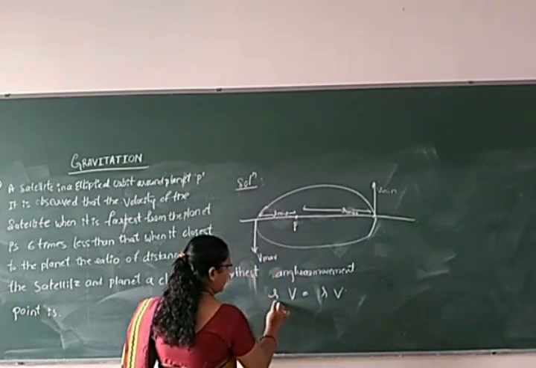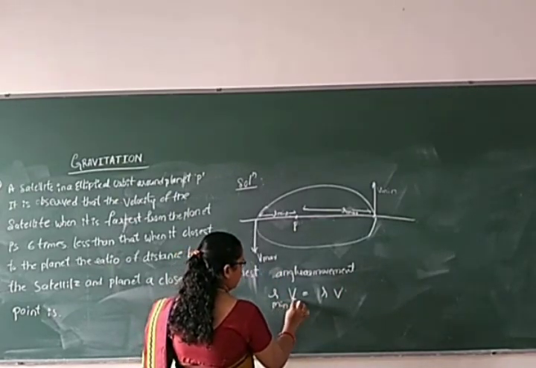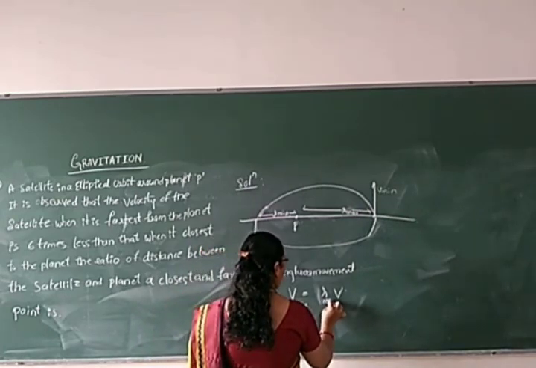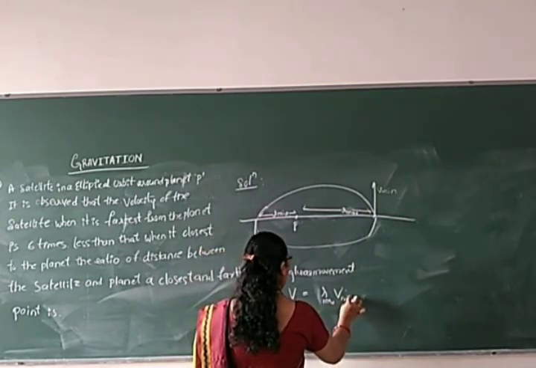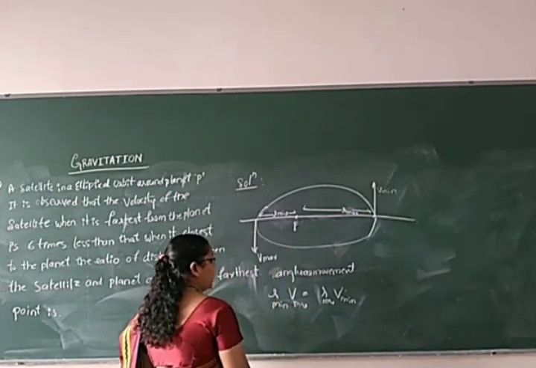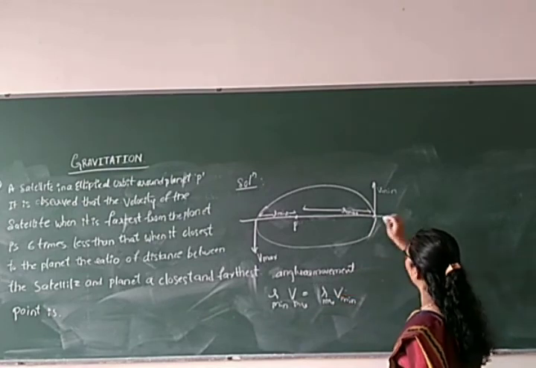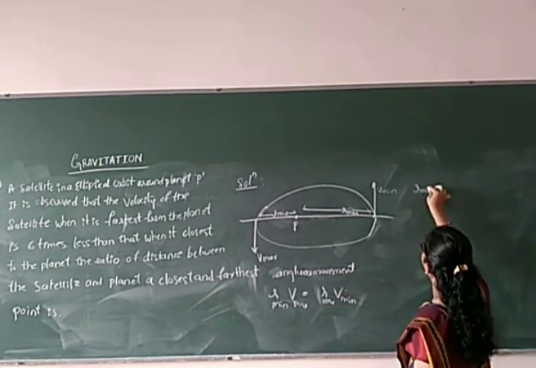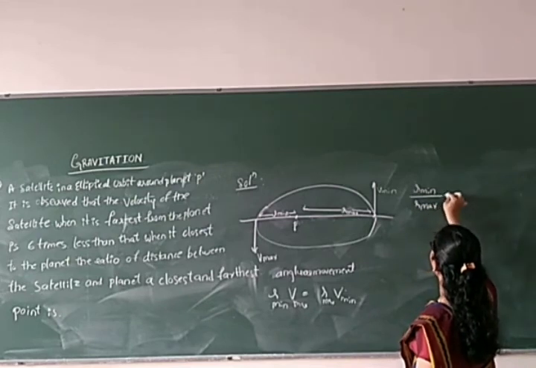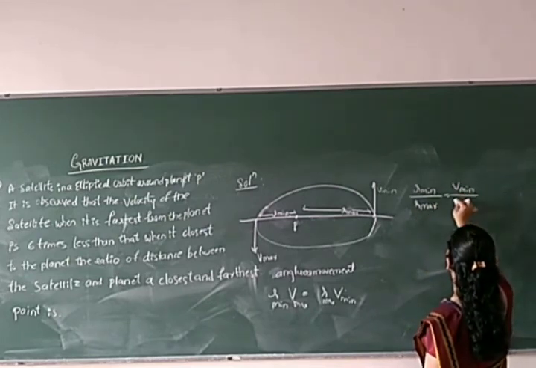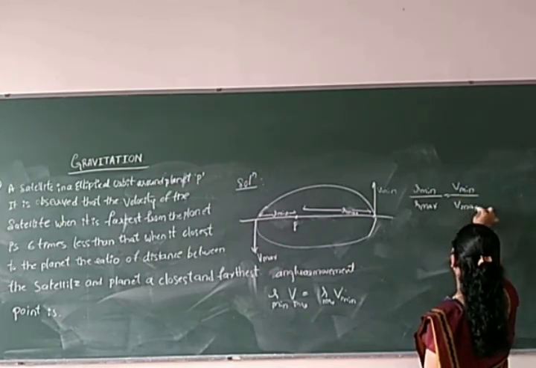So if r is a minimum here, velocity will be maximum. If r is a maximum, then velocity will be minimum. The ratio we have to find, according to angular momentum, is r minimum divided by r maximum, so v minimum divided by v maximum here, right?